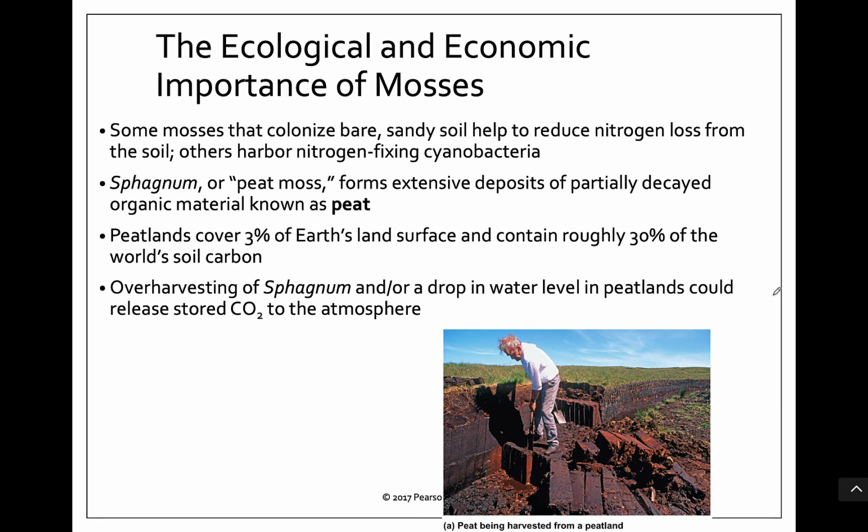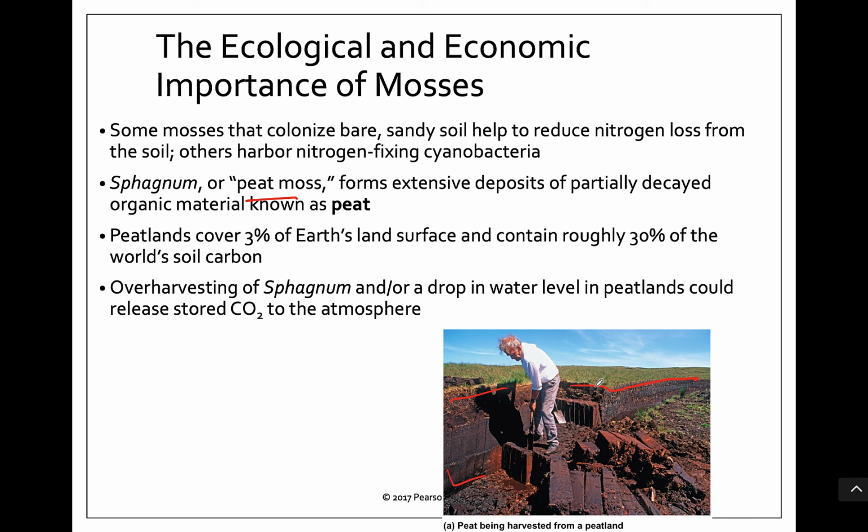True mosses can be extremely important in our environment. They're usually common in things like moist forests and wetlands. You would expect to find bryophytes in moist environments because they need water in order to reproduce because of the sperm being flagellated. One example of a moss is called peat moss, and these form large deposits of organic material. So you can see all of this material is being farmed. This is peat moss. And what happens with peat moss is it's a partially decomposing material.